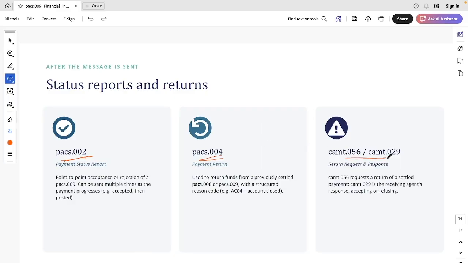The third set of messages is CAMT056 and CAMT029. CAMT056 is a request for cancellation or return. CAMT029 is a response to that request. Let's take a simple example. Bank A sends a pacs.009 and later realizes that it was a mistake. It may send CAMT056 requesting return of funds. The receiving bank reviews the request and replies using CAMT029. If they accept the request, they may proceed with the return, or if they reject the request, they will provide a reason.